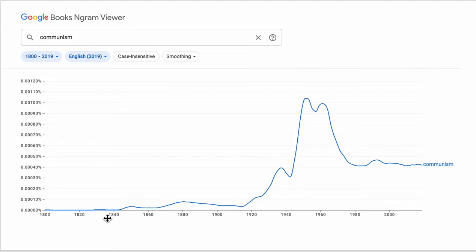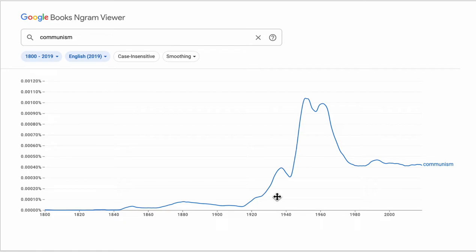Also, I just put in communism. Obviously, virtually no mention of communism until the mid 19th century. And then it's really quite steady until we get to about 1917, and then it picks up. And then following World War II, it really ramps up with the Cold War and then rapidly decreases as we get to the late 70s and 80s into the 21st century.